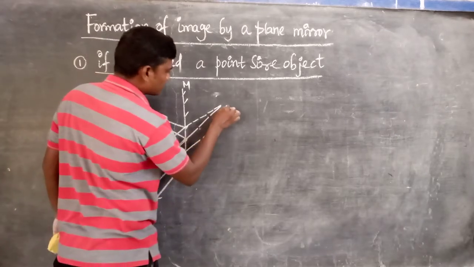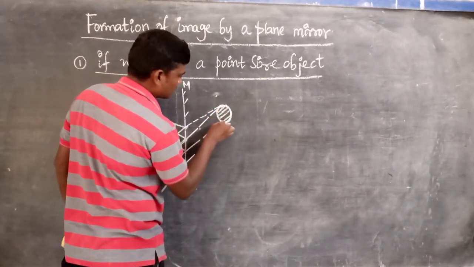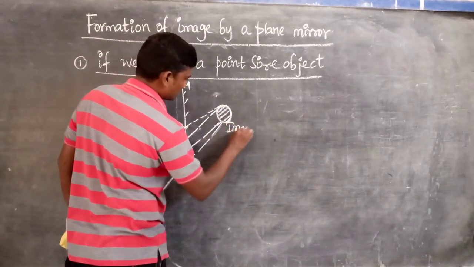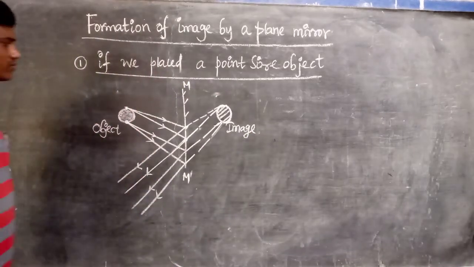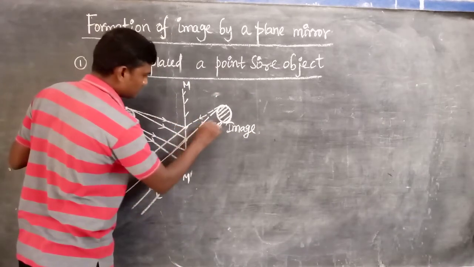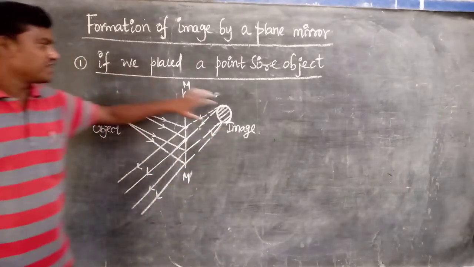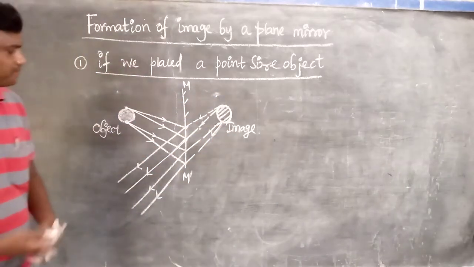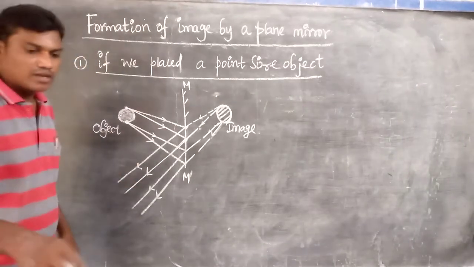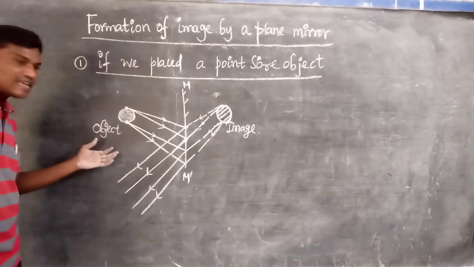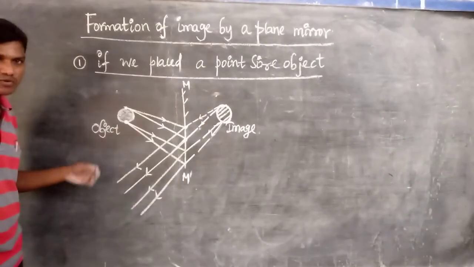So that's why it is the image. So this way, here is the object, and here the image will be formed. So we know that. Okay. What we know, as I said in the previous video, are the differences between real and virtual.